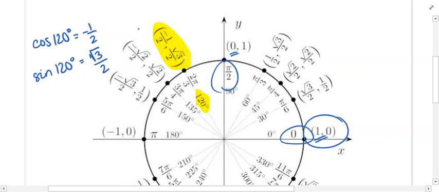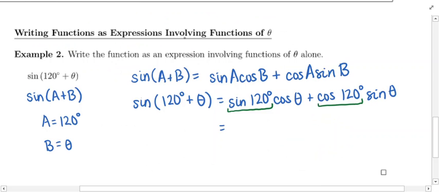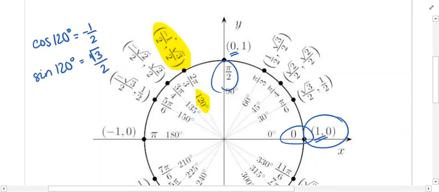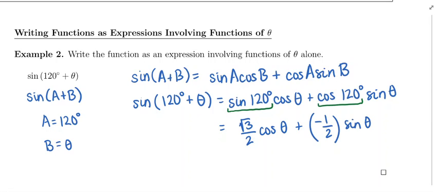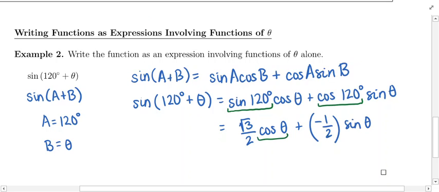Now I'm going to plug those values in. The sine of 120 degrees is the square root of 3 over 2. We're going to multiply that by the cosine of theta, and then we're going to add the cosine of 120 degrees, which we said is -1/2, and we've got to multiply that by the sine of theta. So we plugged in and were able to compute those two trig values. As far as the cosine of theta and the sine of theta, we don't know what theta is, so we can't do anything else with those pieces.